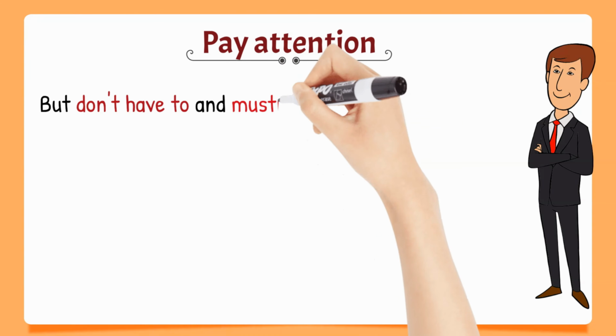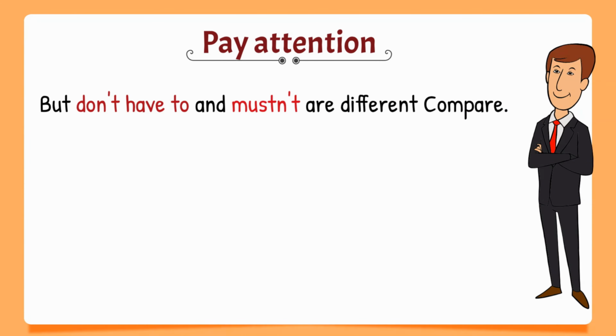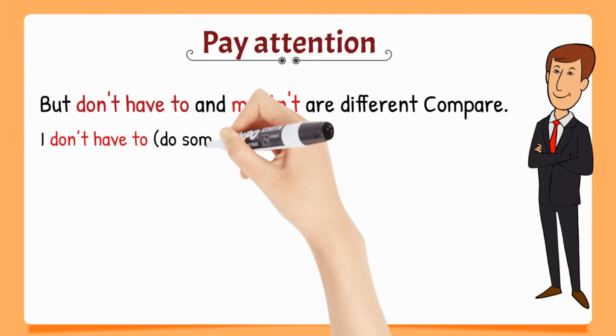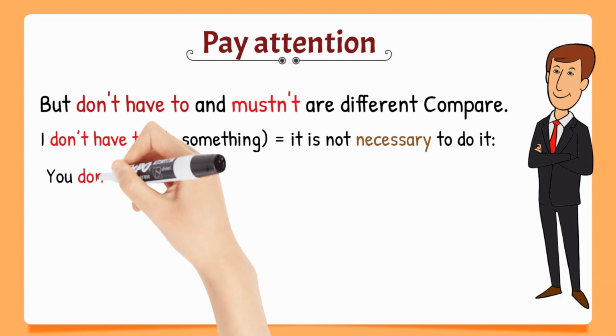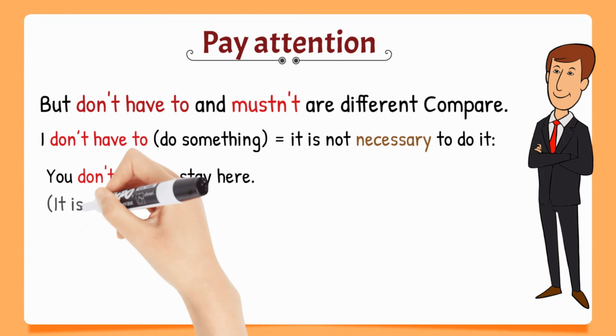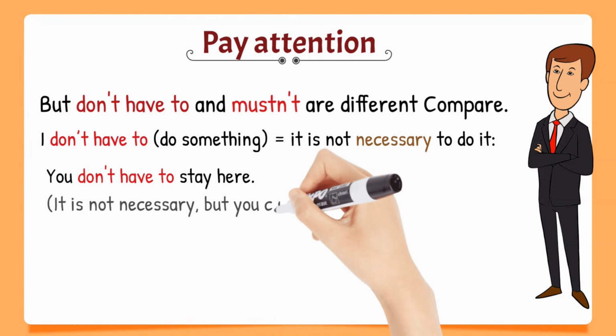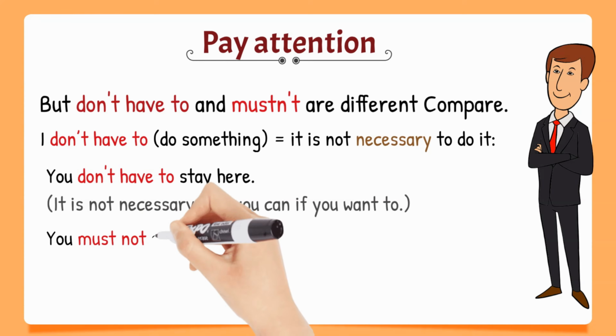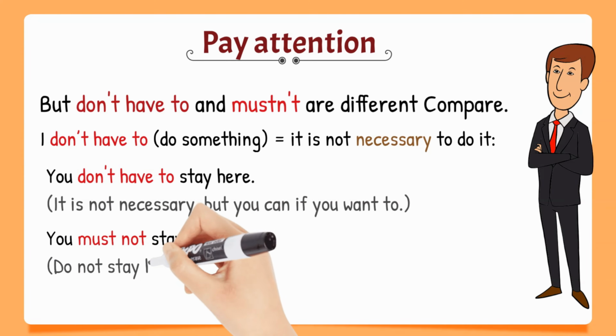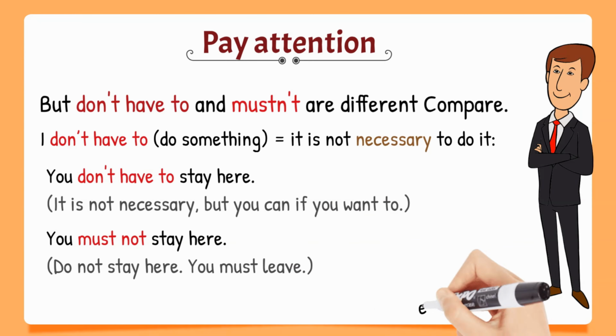But don't have to and mustn't are different. Compare. I don't have to do something means it is not necessary to do it. You don't have to stay here. It is not necessary, but you can if you want to. You must not stay here. Do not stay here. You must leave.